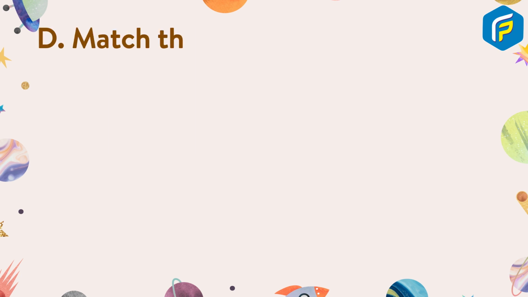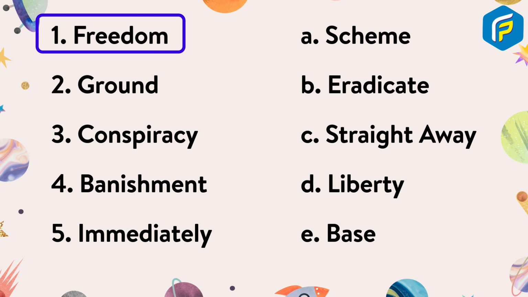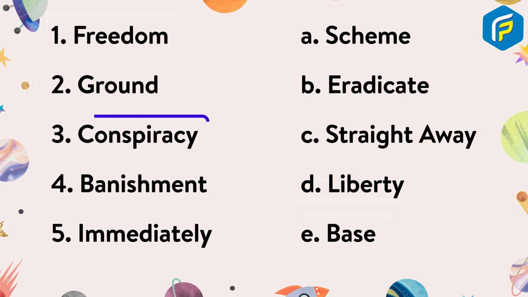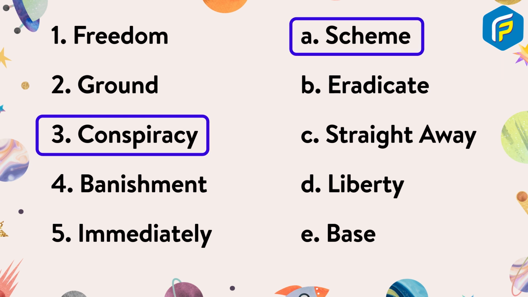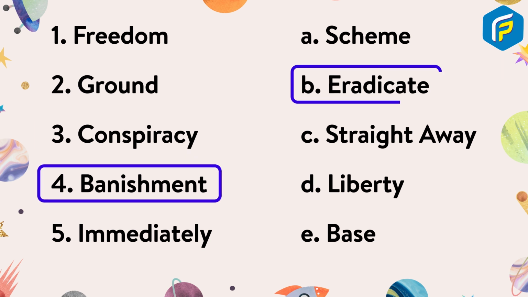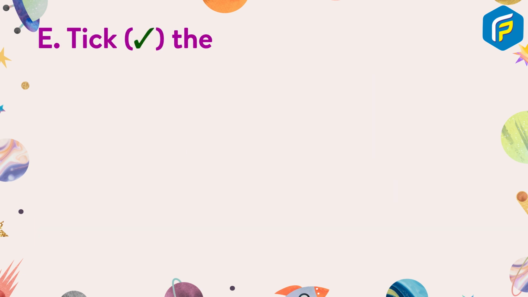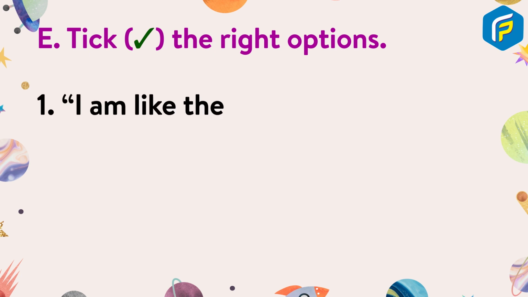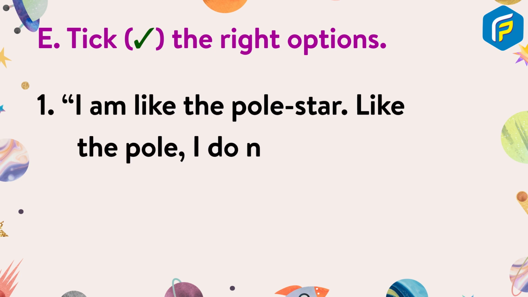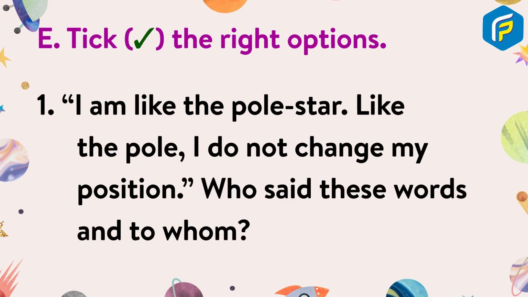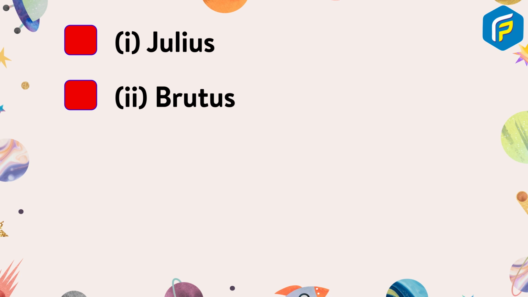Match the following. 1. Freedom, liberty. 2. Ground, base. 3. Conspiracy, scheme. 4. Banishment, eradicate. 5. Immediately, straight away. Take the right options. 1. I am like the pole star. Like the pole, I don't change my position. Who said these words and to whom? 1. Julius. 2. Brutus. 3. Cassius. Answer. 1. Julius.